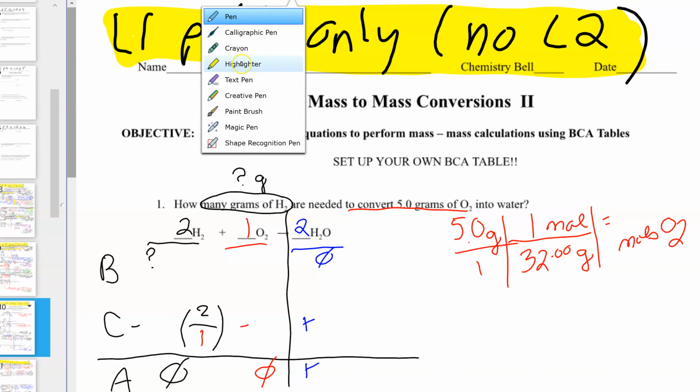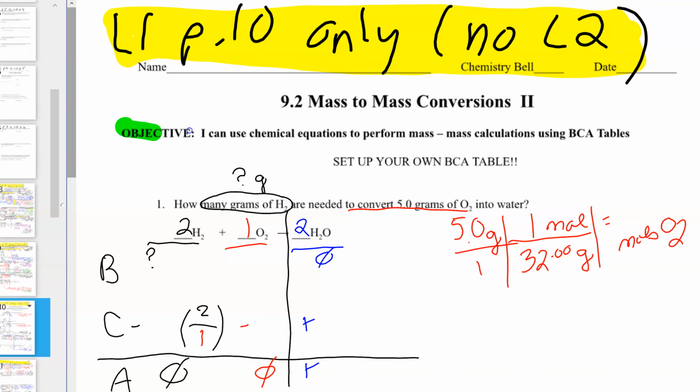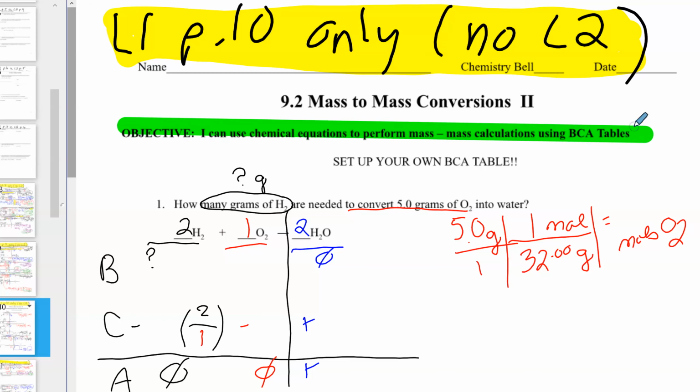So our objective for this set of problems is that I can use chemical equations to perform mass-mass calculations using BCA tables. So here we've got some practice. We've taken away some of the supports, and now you are going to be setting up your own BCA tables.